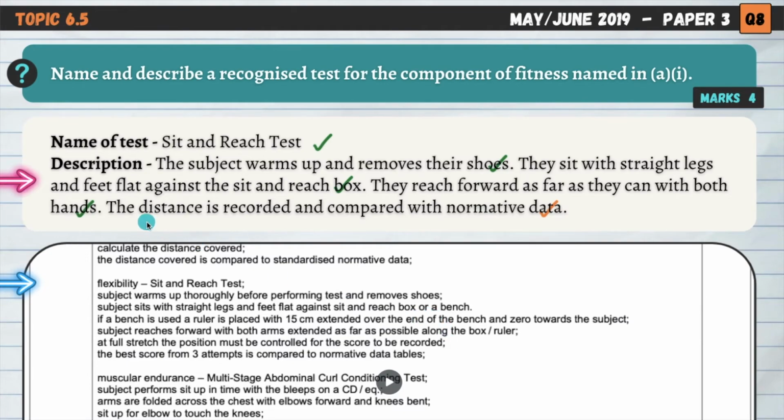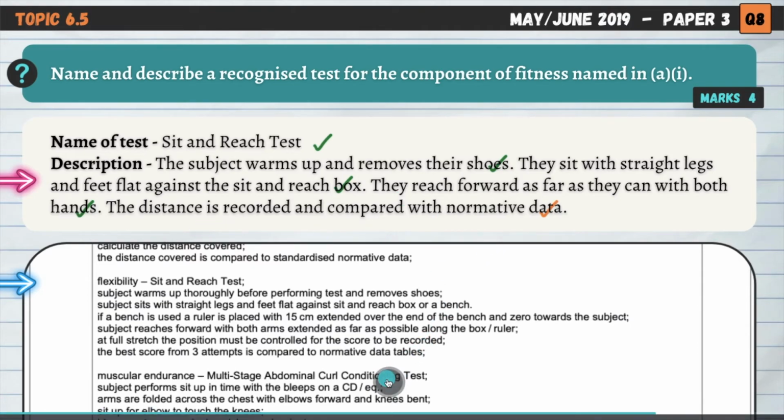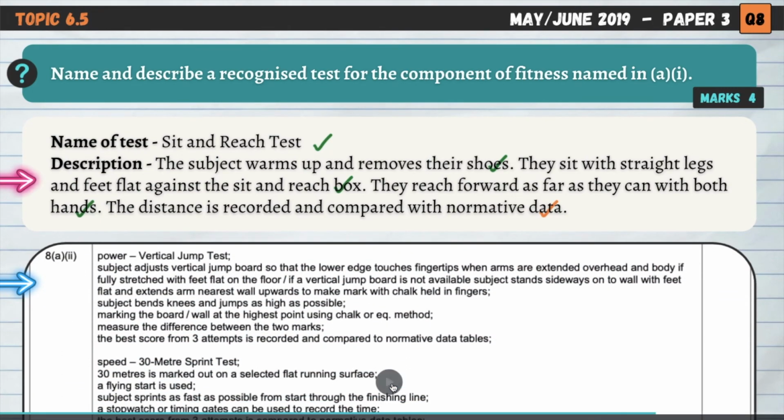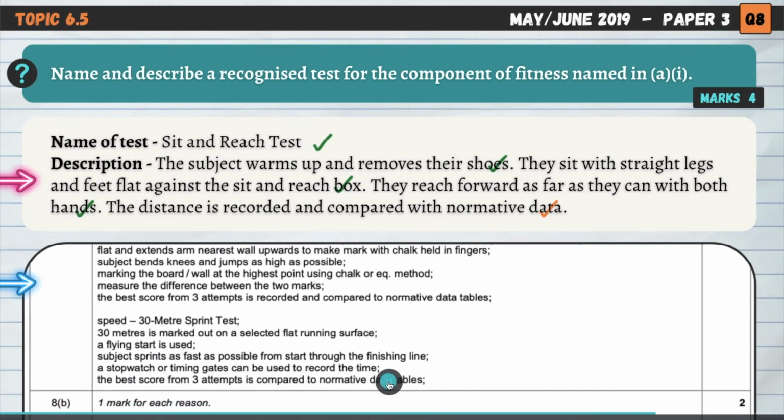So there's another mark. And then finally I've put down, this was unnecessary because I've already made my 3 points there, but the distance is recorded and compared with normative data. As I mentioned already, you should always try and make that point when describing any fitness test. And we'll just go through the final fitness tests here. Power, vertical jump test there, speed, the 30-meter sprint test.